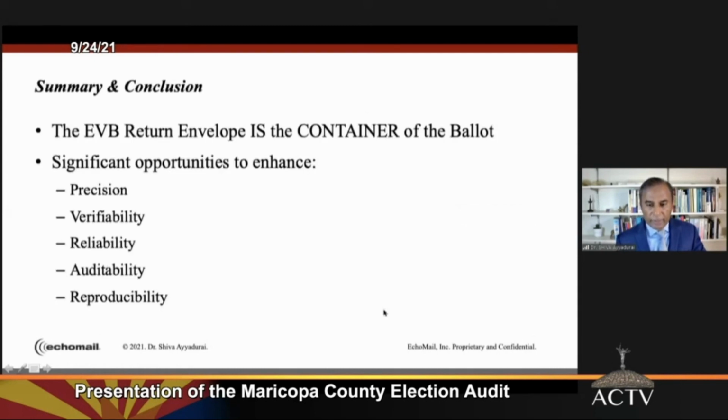In conclusion, as I started this conversation, the EVB return envelope is a container of the ballot. It's a very important thing. If you think about the human body as a system, your skin is what contains you. That envelope is what contains these ballots, a very, very important part. So there are significant opportunities to enhance precision, verifiability, reliability, auditability, and reproducibility. In the world of engineering systems, we call these properties. And these anomalies give us a wonderful opportunity to enhance at least these five attributes.